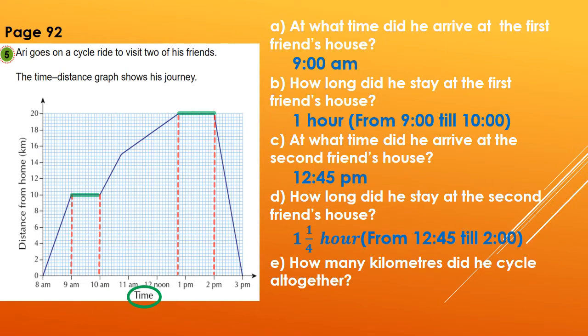Part E. How many kilometers did he cycle altogether? The maximum distance from his house was 20 kilometers. And then he cycled back to his house. This means it was 20 plus 20, 40 kilometers altogether.